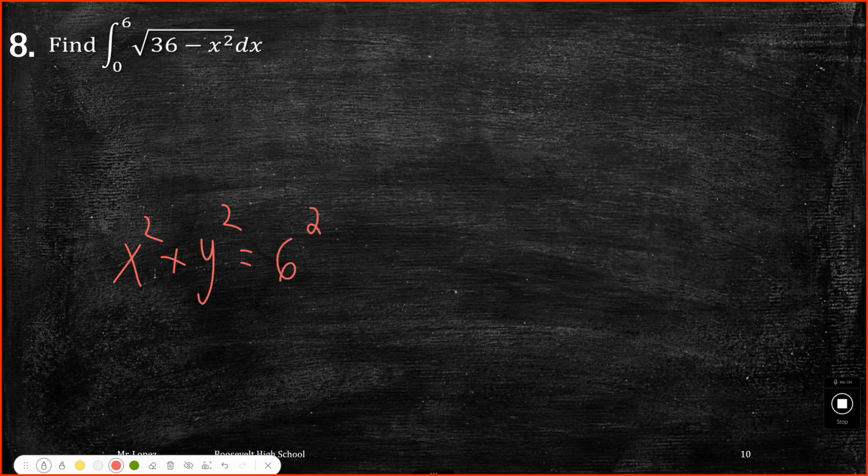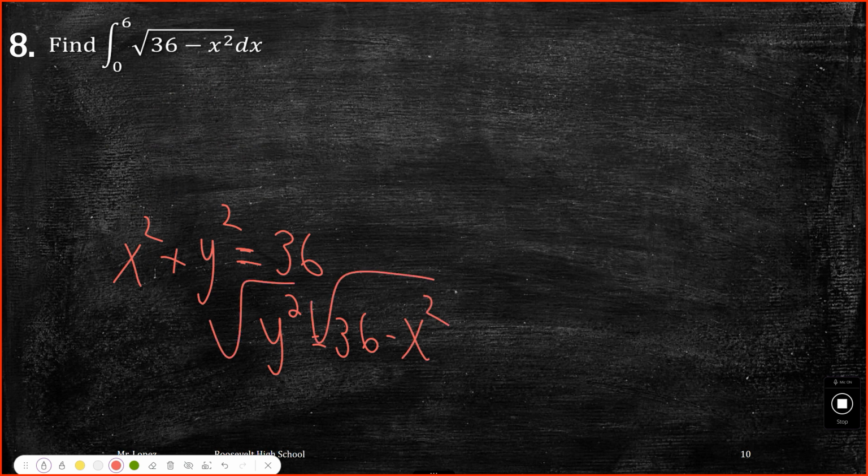So this is going to be, well, 6 squared is 36, no? We already said this is 36. And what they did was solve for y. So then you're going to get y squared equals 36 minus x squared. And square root it. And so you're going to get y equals plus or minus square root of 36 minus x squared.